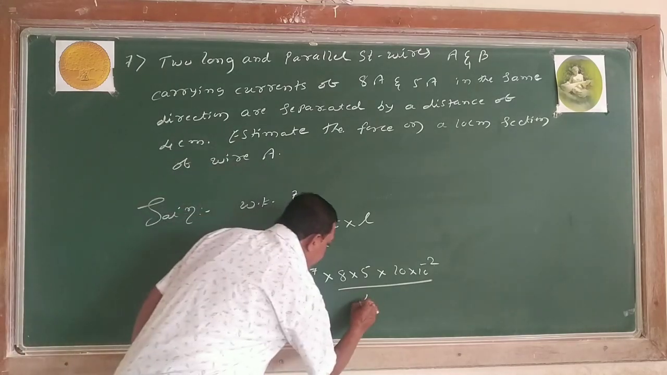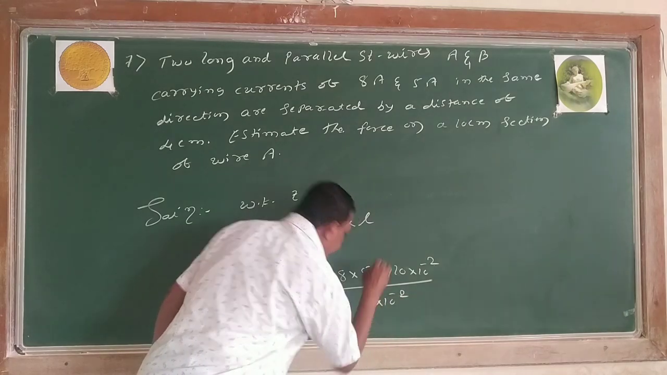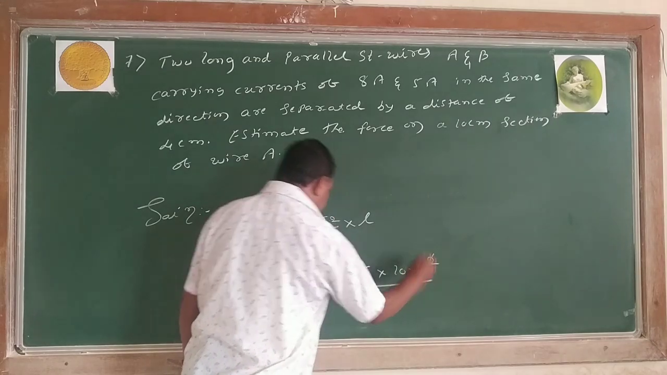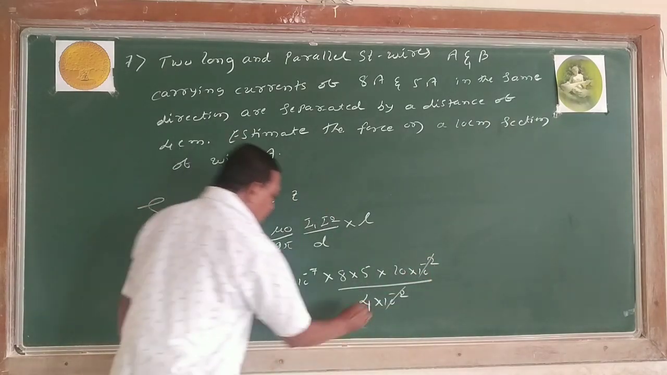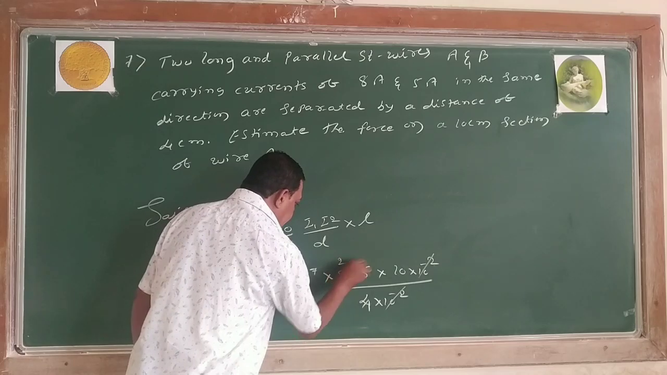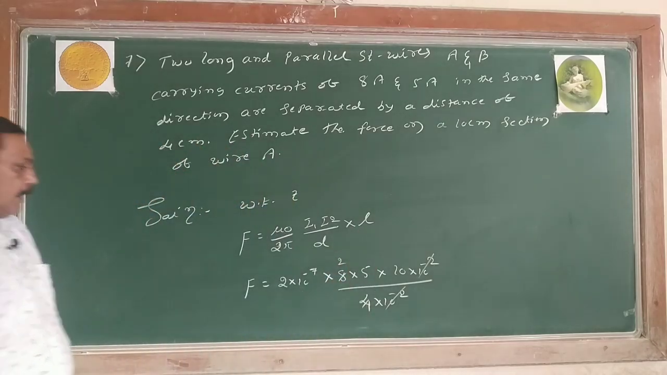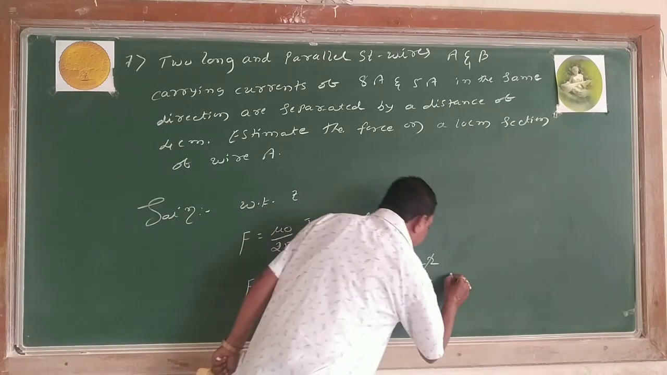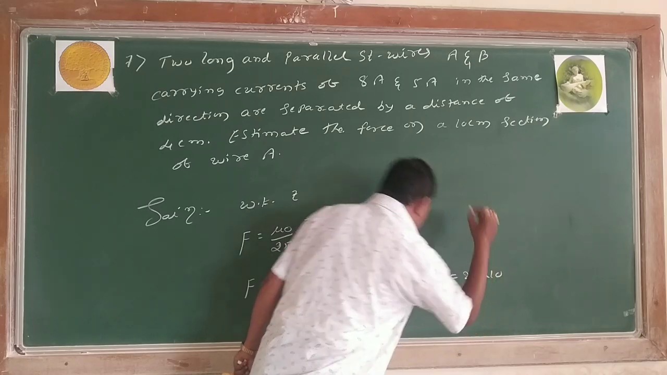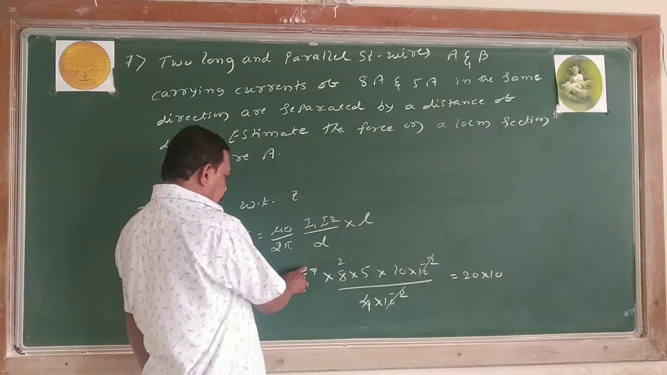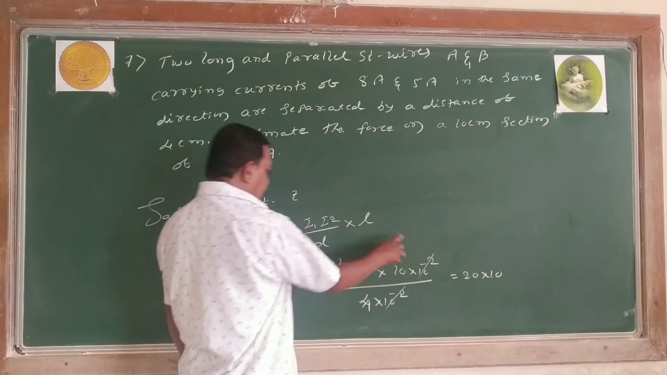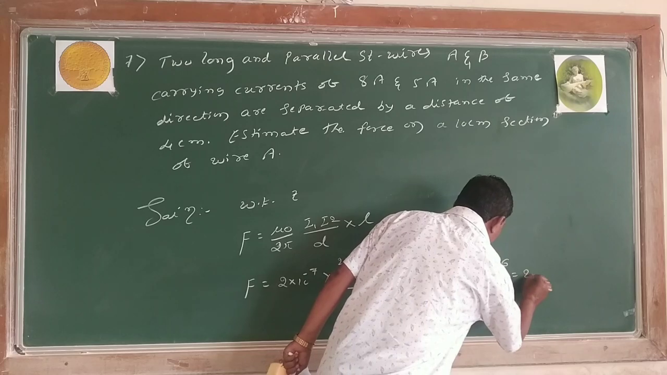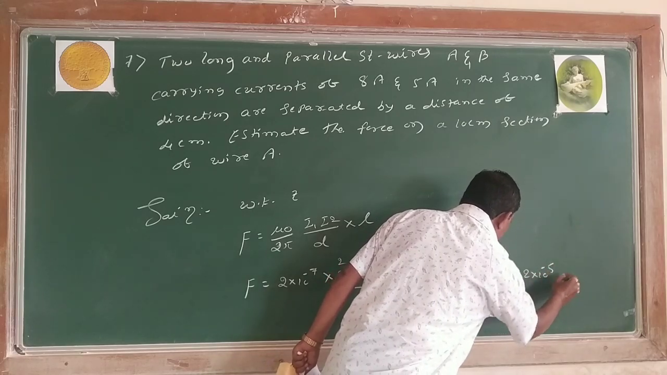Is it clear? So these two get cancelled, minus 2 gets cancelled, 4 ones are 4, 4 twos are 8. Then 2 twos are 4, 4 fives are 20. 20 into 10 to the power of minus 7 plus 1 minus 6. Shall I write 2 into 10 to the power of minus 5 Newton? This is your answer.